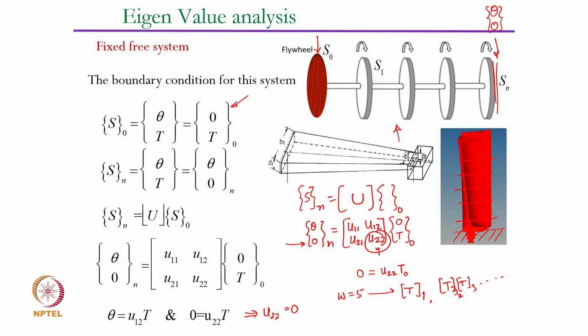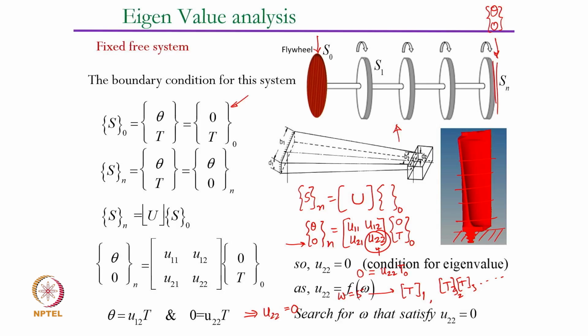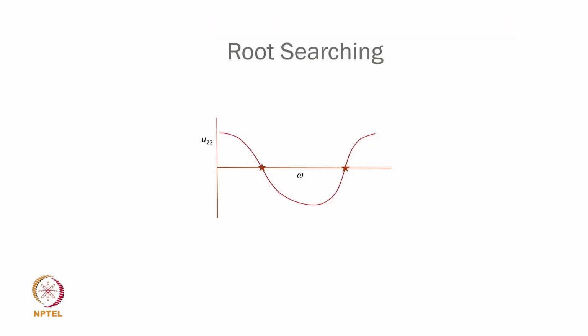Okay. And that method is called a root searching method. So, I assume first I will start with this omega value, the lowest that I can think of. I find out maybe the U22 value. For this it turns out that U22 is this, then I increase the value of omega, figure out that it is this, then I increase it further, I figure out that it is this, then I increase it further, I figure out that the sign of U22 has changed.